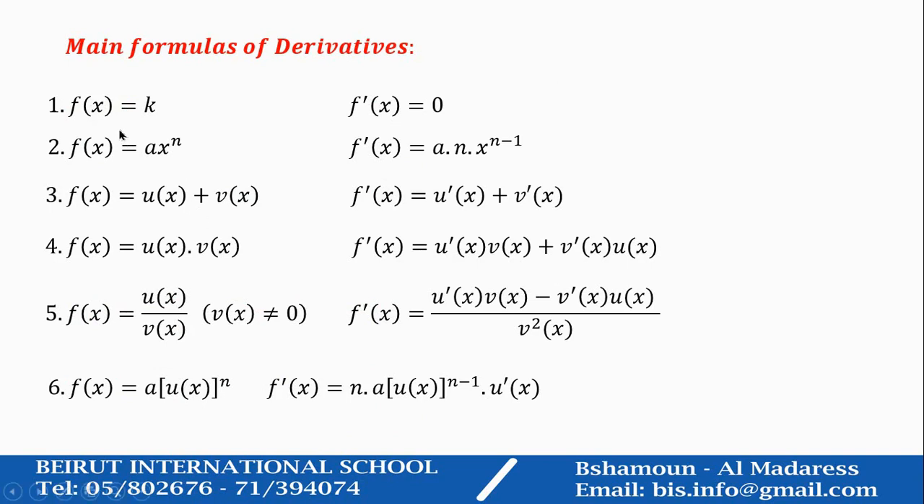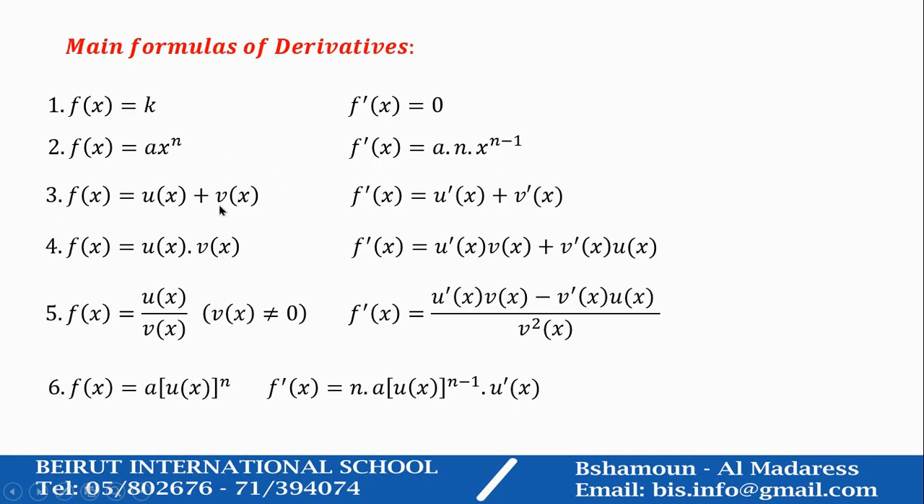The first one is if we have a constant, its derivative is 0. You took that before. F of x equals a x to the power n. So the formula for the derivative is a times n times x to the power n minus 1.